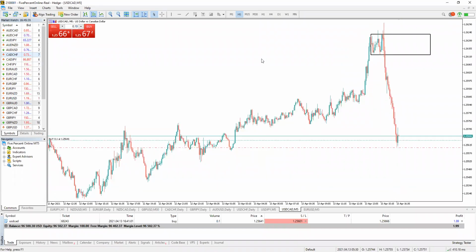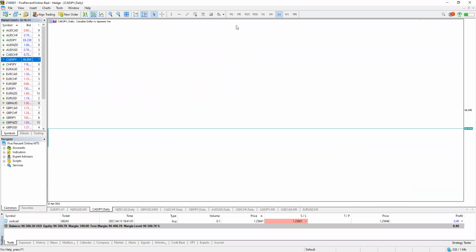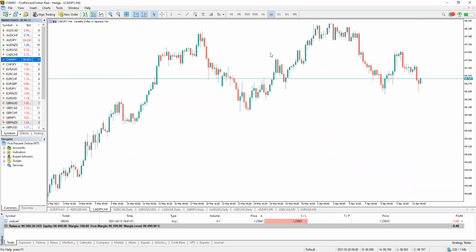Okay, let's give it some more minutes on that trade. Let's look at CAD JPY 4 hour. Let's look at that.